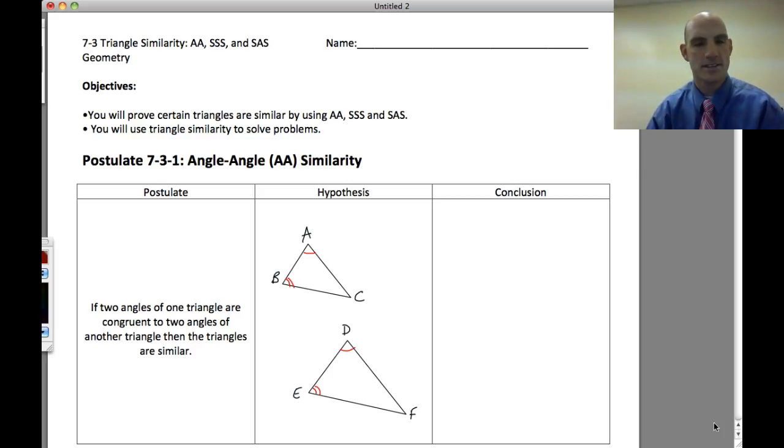Alright, welcome back. Today's lesson we're going to talk about similarity. And we're going to use a couple of theorems, kind of like what we've done before, to prove things about triangles this time. Our objectives are to prove certain triangles are similar by using angle-angle, side-side-side, and side-angle-side. A little bit different than what we've used before, so pay attention to those. And we're also going to use triangle similarity to solve problems. Okay, so let's get right into it.